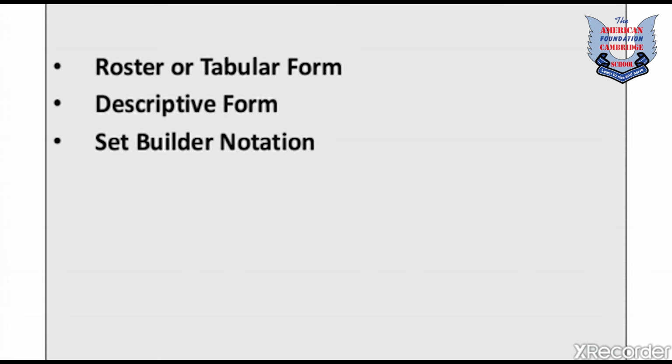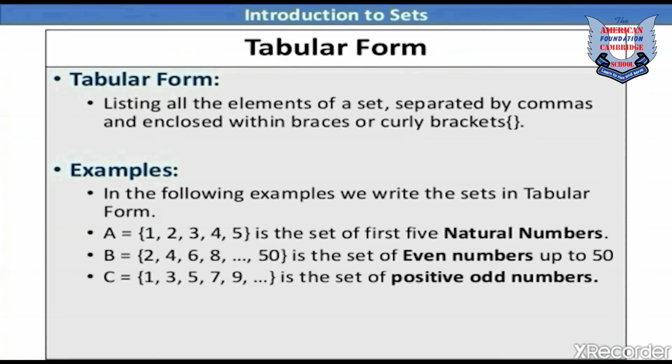Sets can be represented or written in 3 ways. First one, roster or tabular form. Second one, descriptive form, and third one in the form of set builder notation. First way to describe a set: tabular form or roster form.